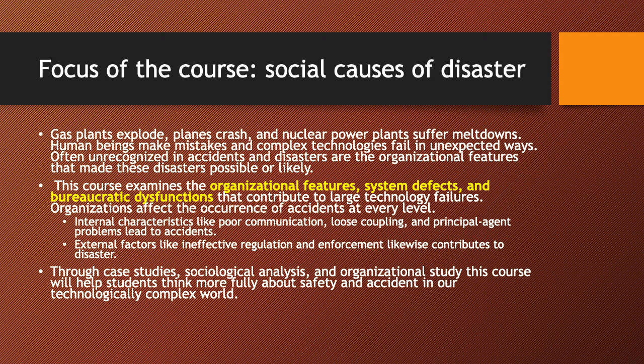So internal characteristics of organizations, like poor communication, what's called loose coupling, a loose relationship between one agency and another agency, and principal-agent problems, the difficulty that exists in coordinating between a supervisor and the person on the ground who's actually carrying out the instructions. These are internal factors which we'll pay attention to. External factors, again, organizational factors, are important as well. Ineffective regulation is a hugely important cause and contributing cause of large-scale technology disaster. The FAA and its failures to oversee the process of redesign of the Boeing 737 MAX, I think many of us in this country came to understand how serious the regulatory failures were in that case.